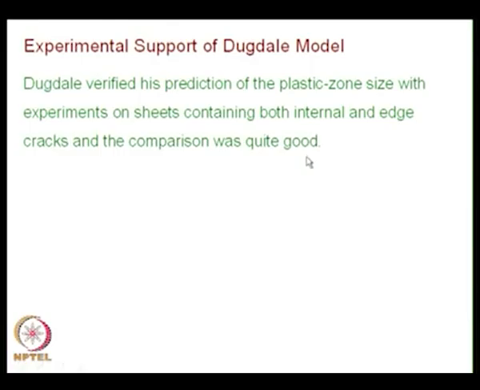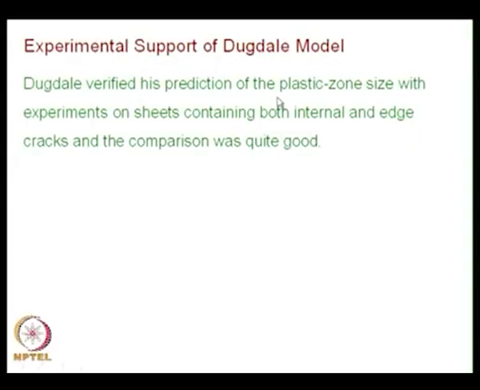because it is only a model. See, you are charting a difficult problem and you have to idealize it so that you get some useful result for you to proceed further. So, his idea was there would be a plastic zone, it will be in the form of a strip, and he was also able to verify his prediction based on experiments.